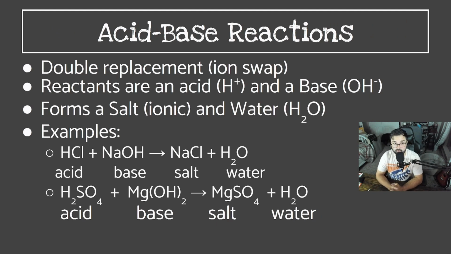So you'll always end up with water at the end and an ionic compound, and your reactants will be an acid that starts with a hydrogen and a base that ends with an OH. It doesn't matter what the elements are. If you have your hydrogen and you have your OH and you have water at the end, it's probably an acid-base reaction.